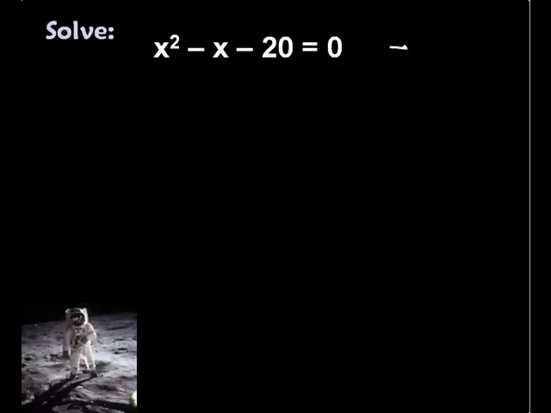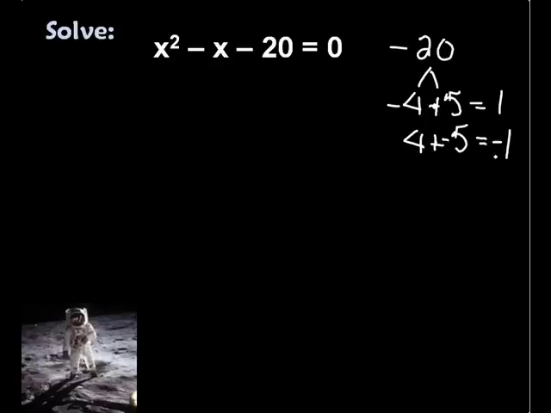So I'm going to take negative 20. And I know negative 20 is negative 4 times 5, 4 times negative 5, and so on. But remember, I wanted to add to negative 1. Negative 4 plus 5 is a positive 1. 4 plus negative 5 is our negative 1. And that's what we're looking for.